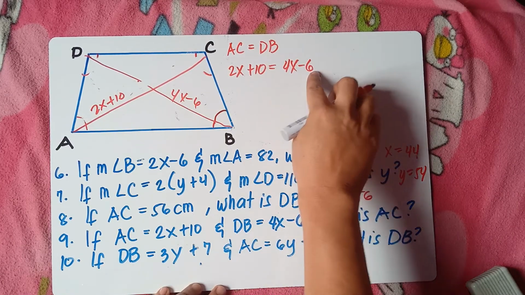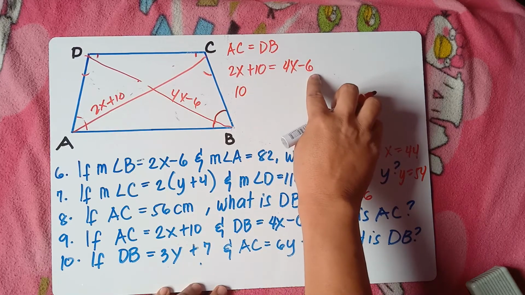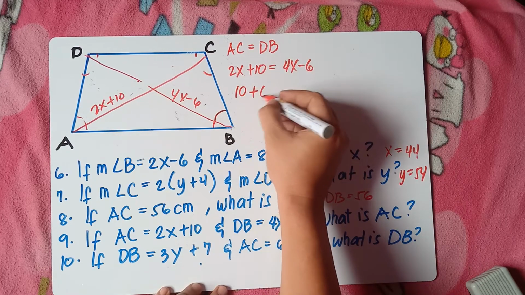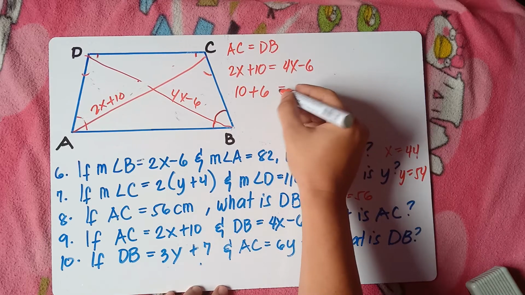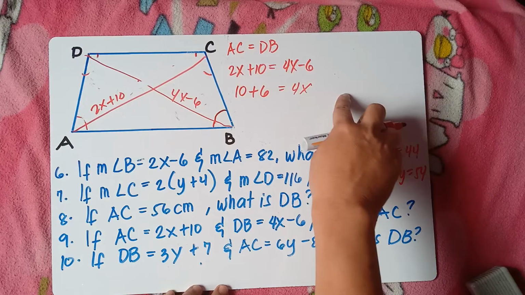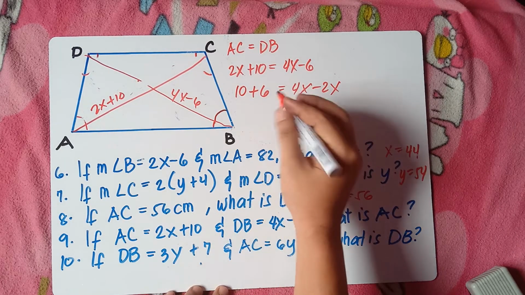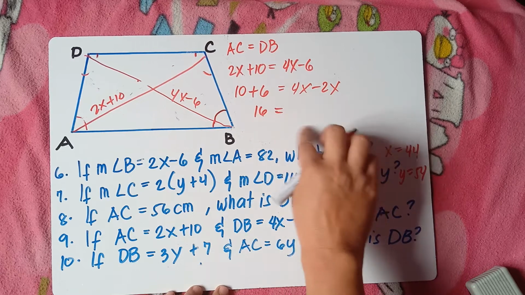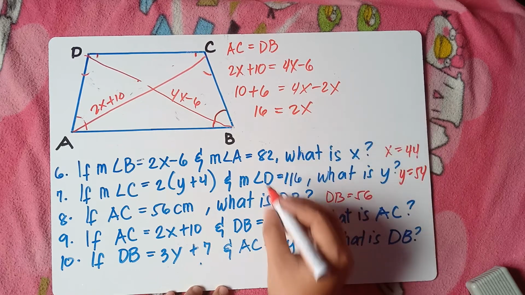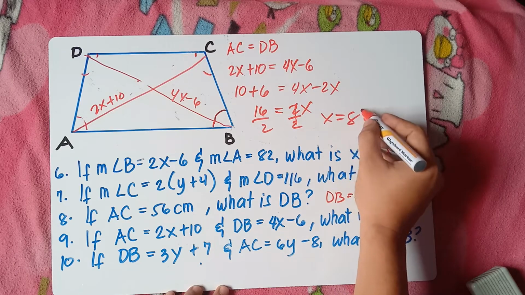So this, and 6 from right to left. This is positive 10, transpose 6 from right to left, it becomes positive, equals 4x. 2x, transpose that from left to right, change the sign. This is positive, it becomes negative. 10 plus 6, that is 16, equals 4x minus 2x. That's 2x. Divide it by 2, divide it by 2. So therefore x equals 8.